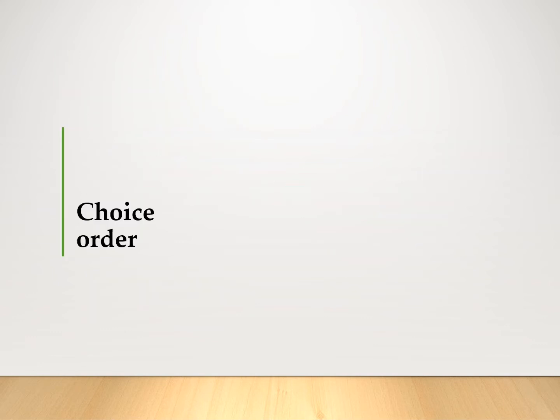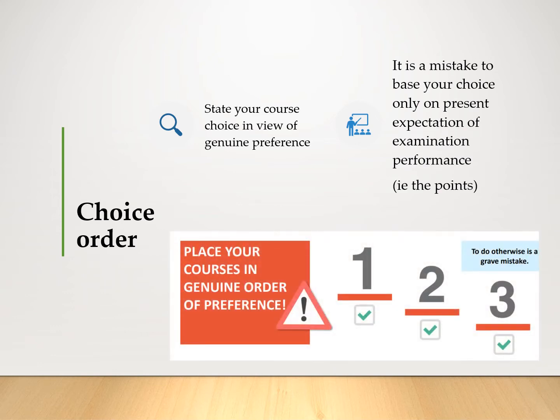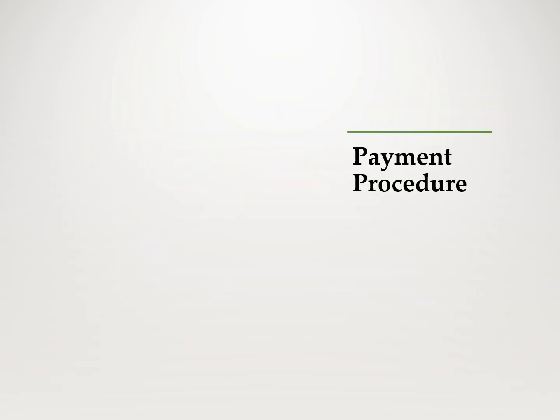Now, your choice order, this is also important. State your course choice in view of genuine preference. It is a mistake to base your choice only on present expectation of examination performance. That is the points. So whatever you'd absolutely love to do, put it in at number 1. If you don't get it, they'll move to number 2, etc., and further down the list. So remember, it is a mistake to base your choice only on present expectation of examination performance.